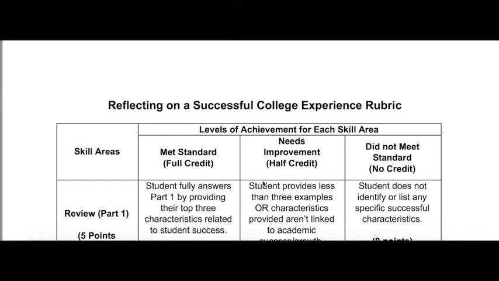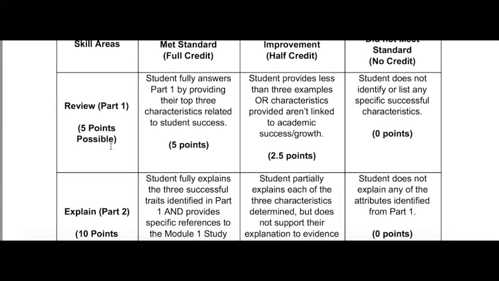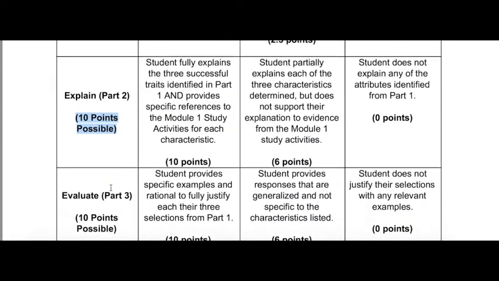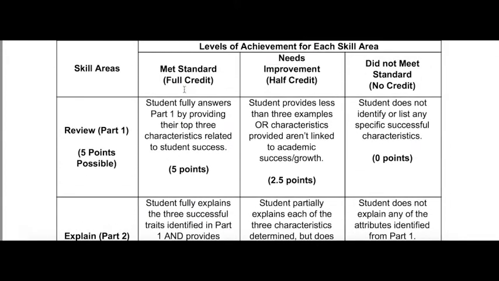The rubric for this assignment is built into 3 different rows. One for Part 1, which is worth a total of 5 possible points. One for Part 2, a little bit more work there, so that one's 10 possible points. And the same for Part 3, also 10 possible points.